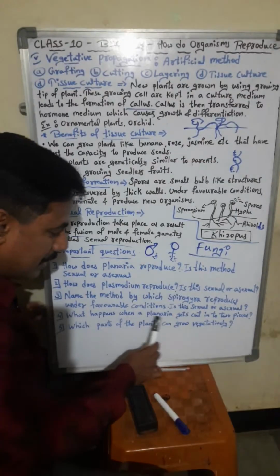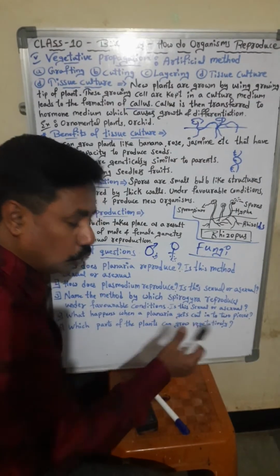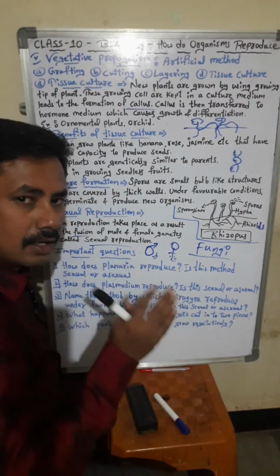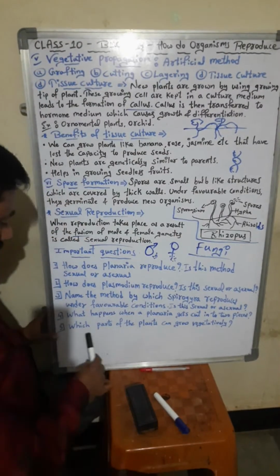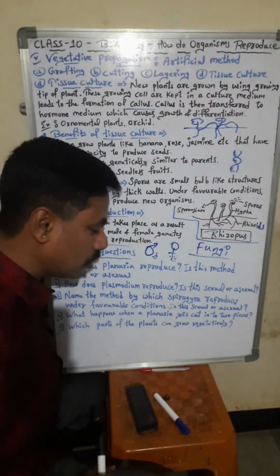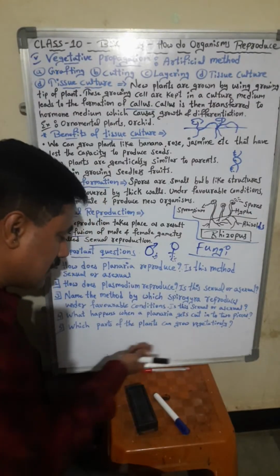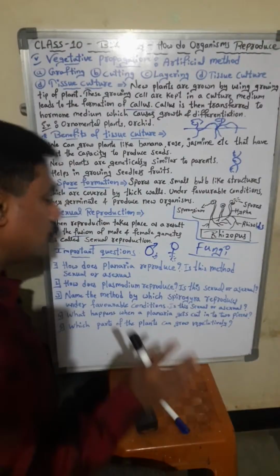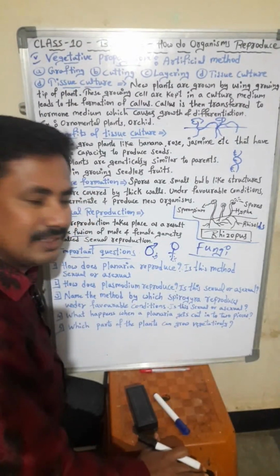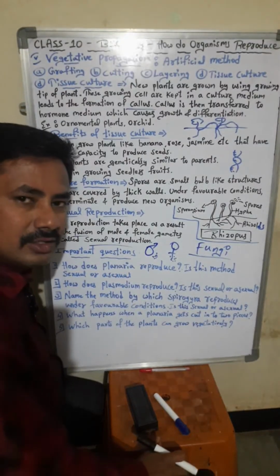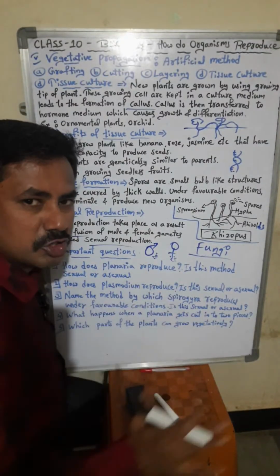What happens when a planaria gets cut into two pieces? Which parts of the plants can grow vegetatively? Got it, students? Some important questions.